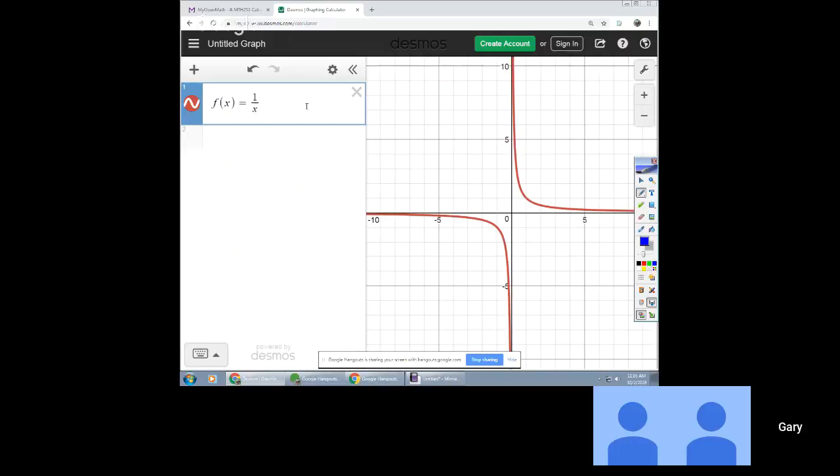Does anybody know what that shape is called? It's got a special name, kind of a relative of a parabola. A hyperbola, yeah, that shape is called a hyperbola. And this graph has both a vertical and a horizontal asymptote. We'll talk about horizontal asymptotes later in the course, but for now, we'll talk about vertical asymptotes.